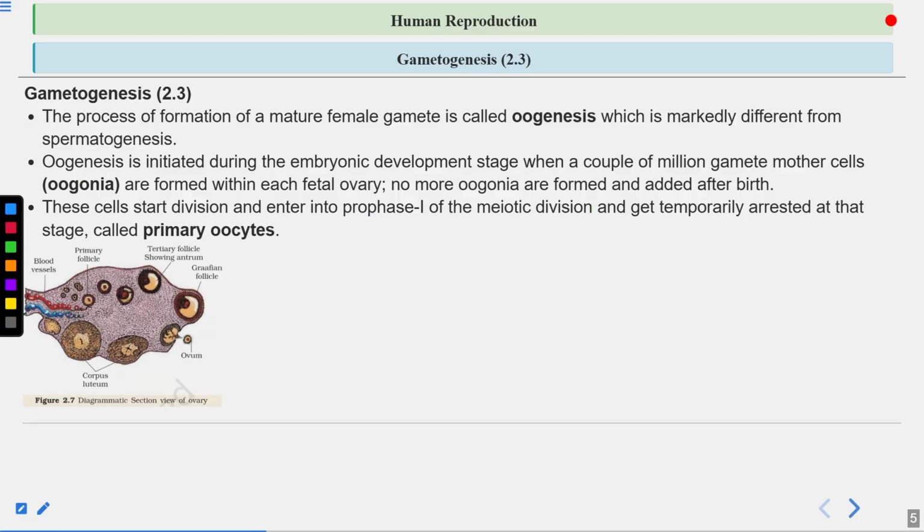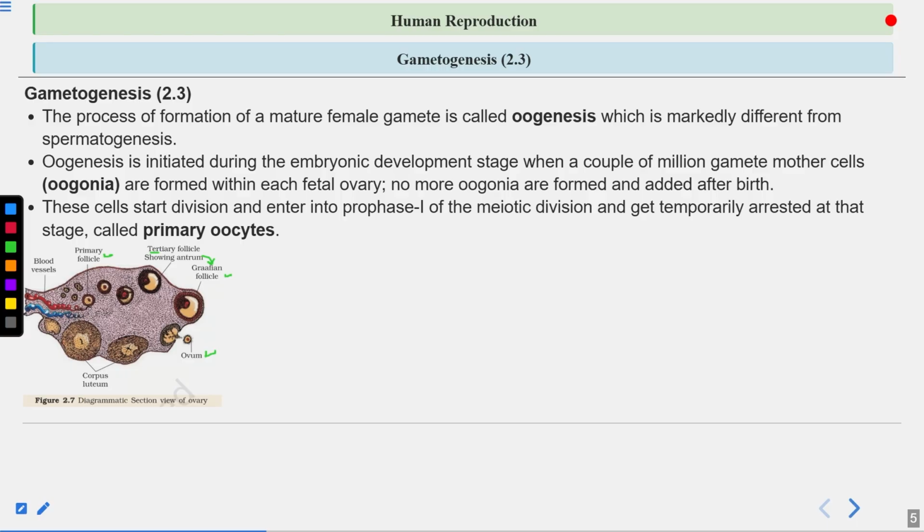Now, you can see here, this is a diagrammatic sectional view of the ovary. Here they have shown you the different follicles that are being formed within the ovary. We'll talk about how these follicles are formed. So, for now, you should know this is the primary follicle. This primary follicle transforms into secondary follicle, then tertiary follicle, then tertiary follicle transforms into mature follicle, that is also known as Graafian follicle. Graafian follicle will rupture to release the secondary oocyte, which is sometimes known as ovum, and the remnants of the Graafian follicle form the corpus luteum.